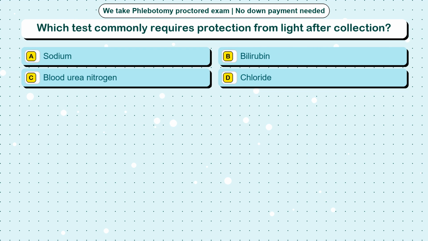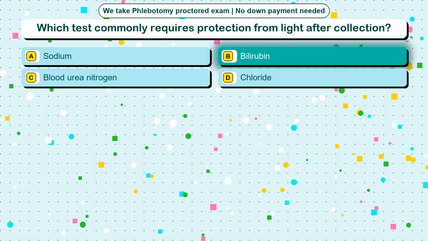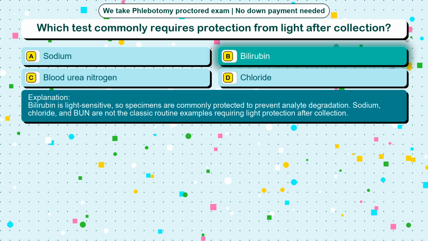Which test commonly requires protection from light after collection? Option A, sodium. Option B, bilirubin. Option C, blood urea nitrogen. Option D, chloride. The correct answer is option B, bilirubin. Bilirubin is light sensitive, so specimens are commonly protected to prevent analyte degradation. Sodium, chloride, and BUN are not the classic routine examples requiring light protection after collection.